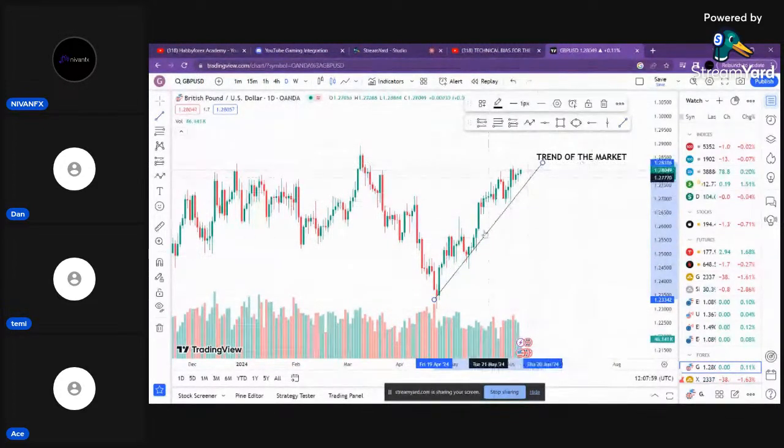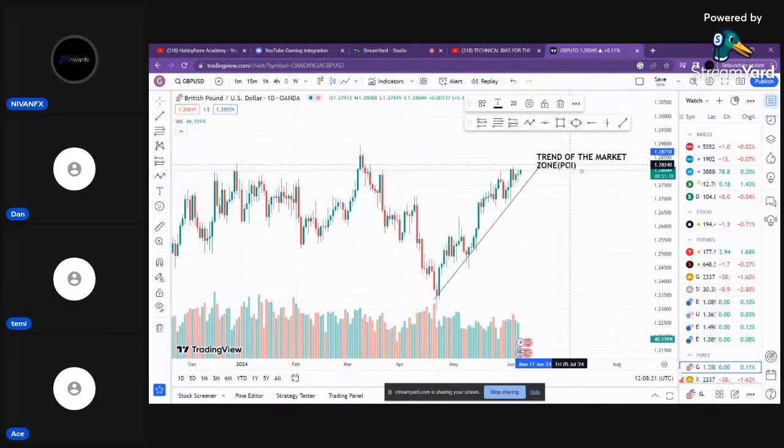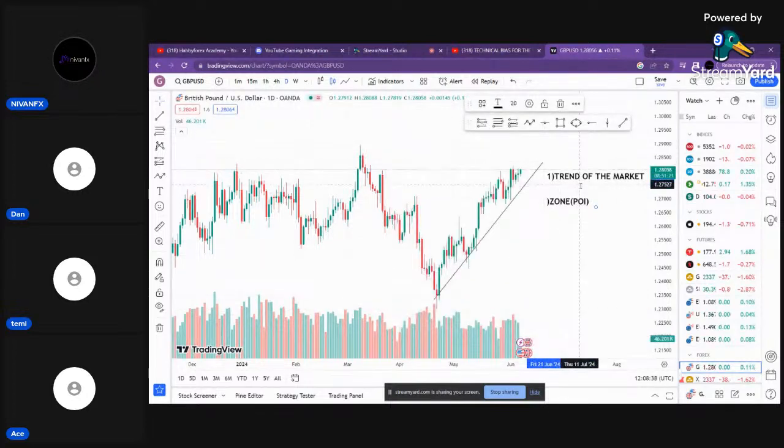Having the market on an uptrend, what next are we supposed to do? The next thing we should have right now is our zone. Most people call it a zone, most people call it a point of interest. This point of interest should be where we expect price to come back to. So that is our zone, or POI, point of interest.